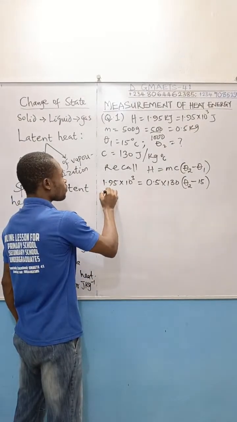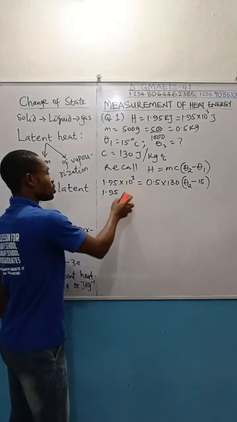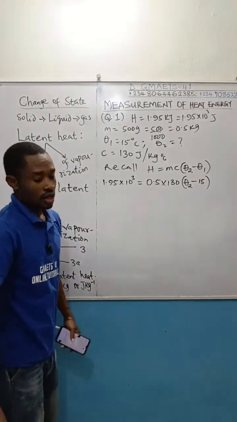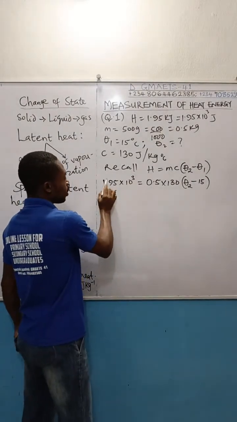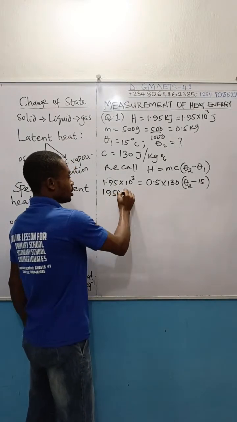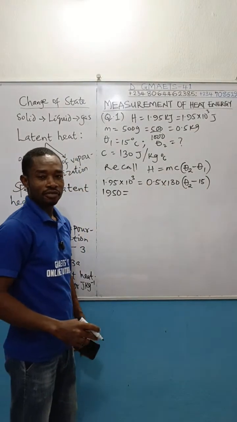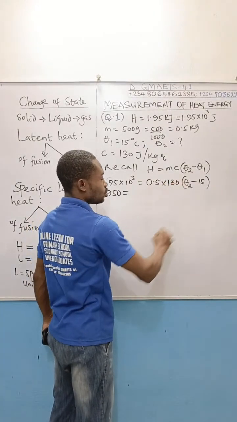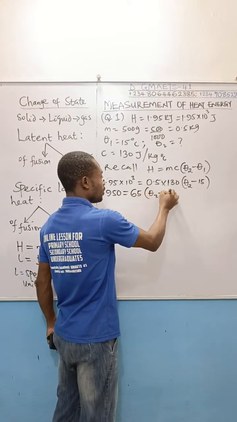Solving for this, we have 1.95. Maybe let's convert it to scientific form. If you multiply this by 1,000, you move the point 1, 2, and 3, so 1950. That's equal to 0.5 times 130, which is half of 130, that is 130 times 1 over 2, which gives you 65, open bracket, theta 2 minus 15.